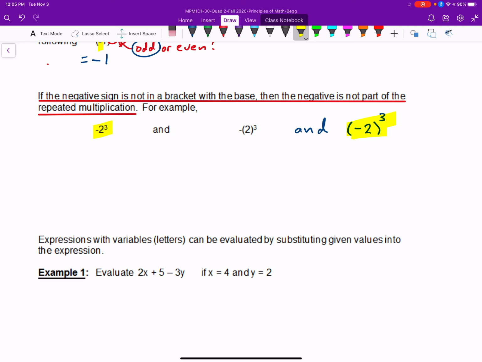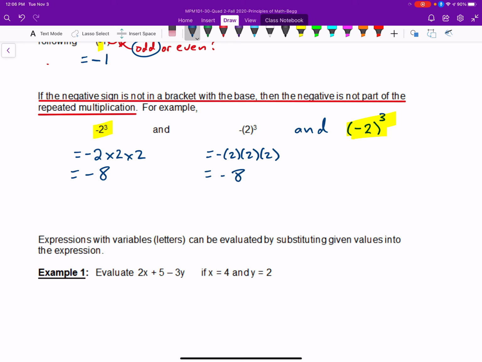So if we have no brackets, it's assumed that the minus sign is not affected by the exponent, so it's negative, and then we have 2 times 2 times 2. So we just have that one negative out front, and then 2 times 2 times 2 is 8. The same thing's going on for this one. Negative, and then we have 2 times 2 times 2. So those brackets also mean multiplication.